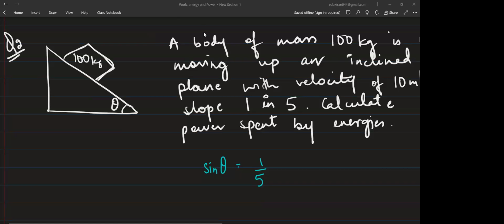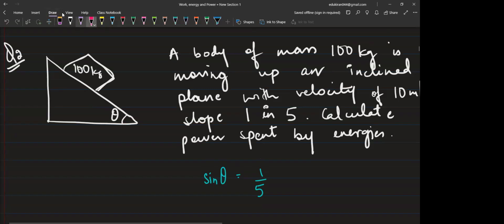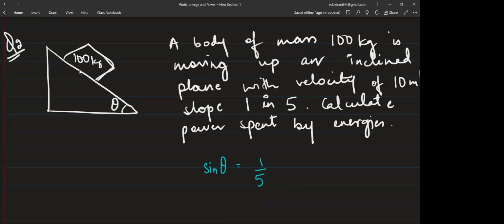Okay, so Zainab has changed her answer. Let me discuss the solution. Now, see, if there's a body of mass 100 kg, so let's say this is M. Let's not put the values right now, let us discuss this first. So this is mg. This is theta. So this becomes mg cos theta. This becomes mg sine theta.